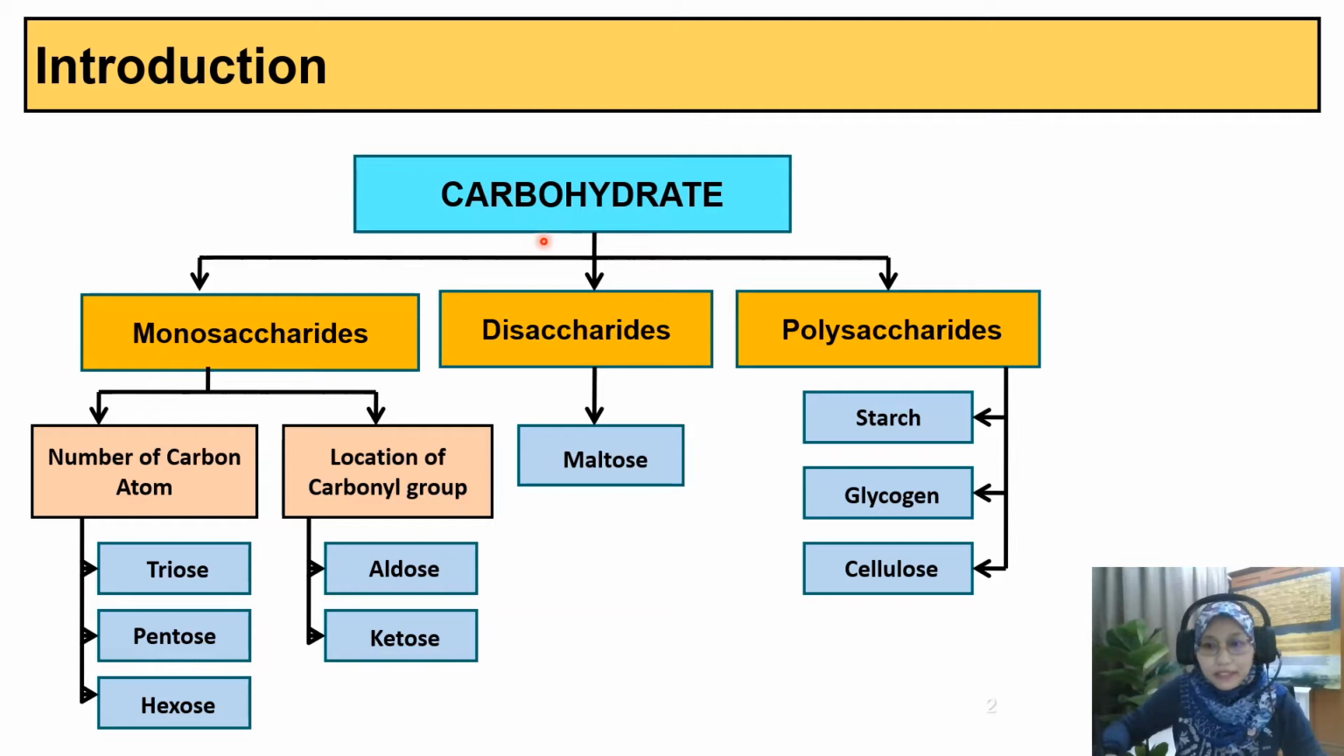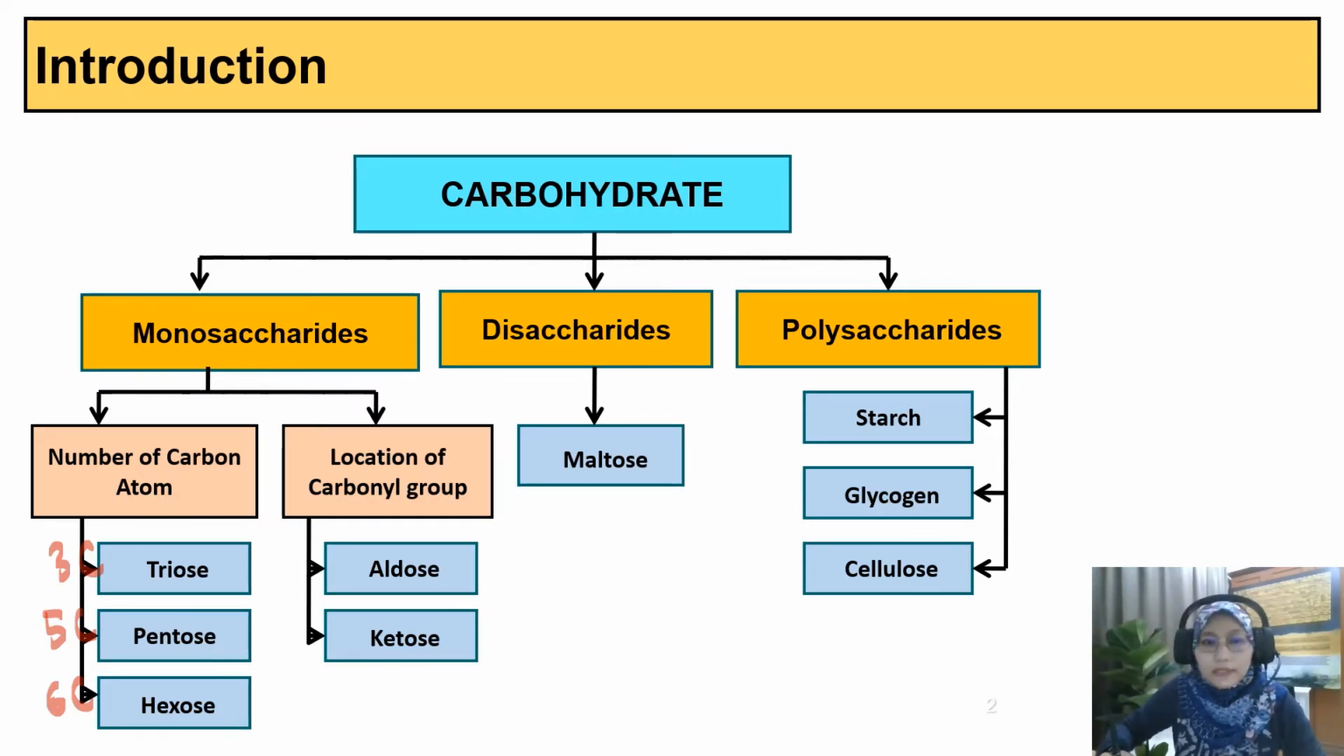Carbohydrate can be classified into three different classes, namely as monosaccharides, disaccharides, and polysaccharides. Monosaccharide is the simplest sugar. It can divide the sugar based on the number of carbon atoms or based on the location of carbonyl group. Monosaccharide with 3 carbon known as triose, 5 carbon known as pentose, and 6 carbon known as hexose.